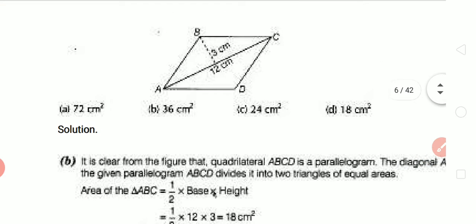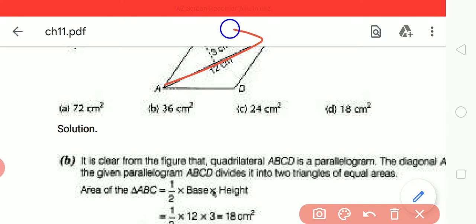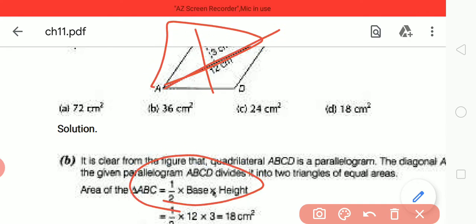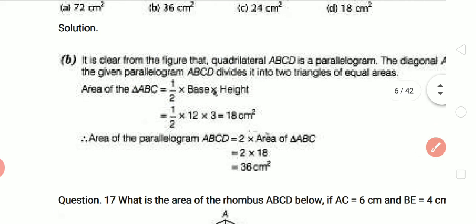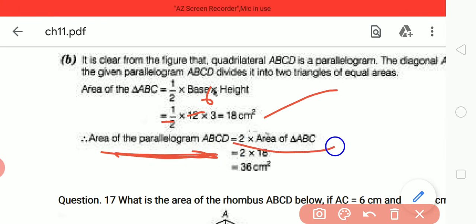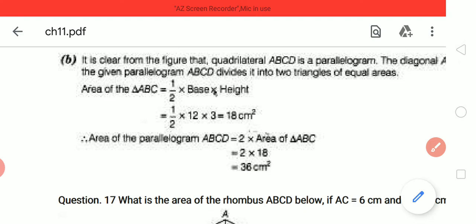So you can find the area of triangle ABC by using 1 by 2 into base into height. Base is 12, height is 3. So this is 1 by 2 into height into base, you can cut here 2 6s are 12 and 6 3s are 18, so 18 centimeter square is the area of this triangle. And the area of the parallelogram is 2 into the area of the triangle, because the diagonal of the parallelogram bisects the parallelogram into equal area triangles. So you can add 18 and 18, that is 36. This is the answer, B part.